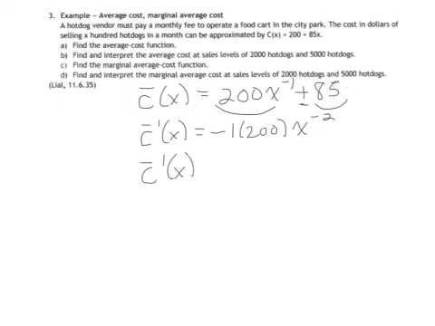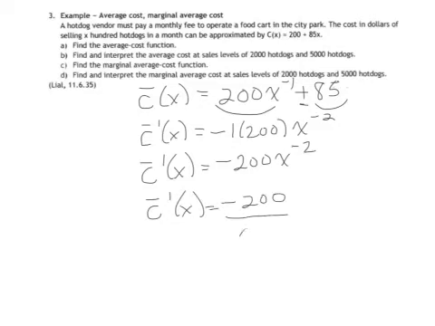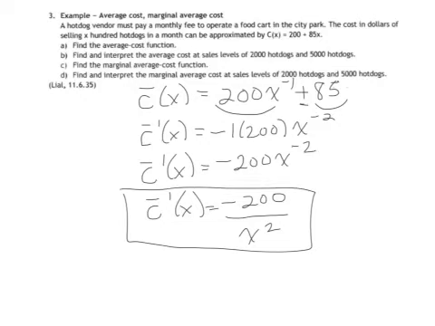And rewriting this again, we've got negative 200 x to the negative 2. And again, if you have a negative power in the numerator, you can put that power into the denominator, and then the negative sign goes away. So let's rewrite that this way: equals negative 200 over x squared. Okay, so that is your marginal average cost function.